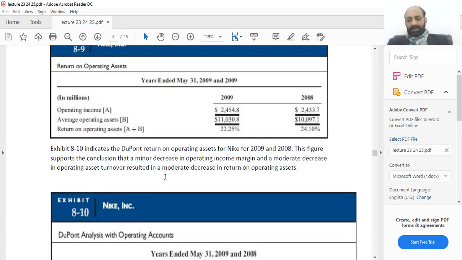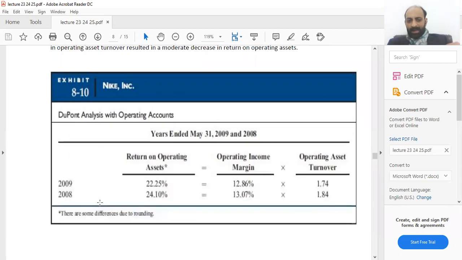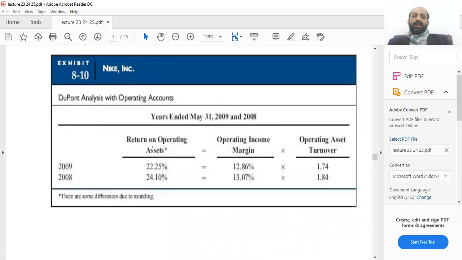So all these three ratios that we have just done are interrelated to each other, and any change in one results in a subsequent change in other ratios. And how do we prove it using the DuPont analysis? The formula is return on operating assets is equal to operating income margin times operating asset turnover.